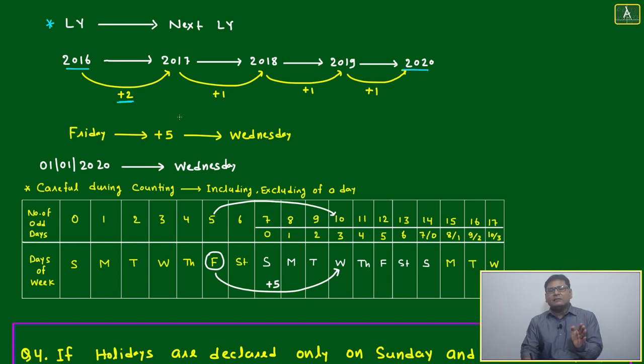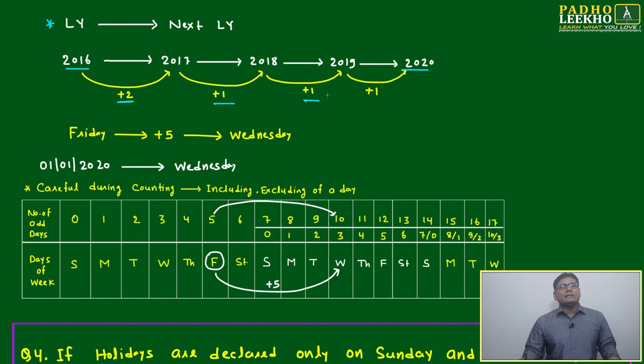If any date is after 29th February, the number of odd days will be 1 only. And then after plus 2, we know that from a non-leap year to a non-leap year it will be plus 1, because we know a non-leap year has 1 odd day. This is 2, 1, 1, 1, total 5. And from here, it was Friday, Friday plus 5, it will be Wednesday.